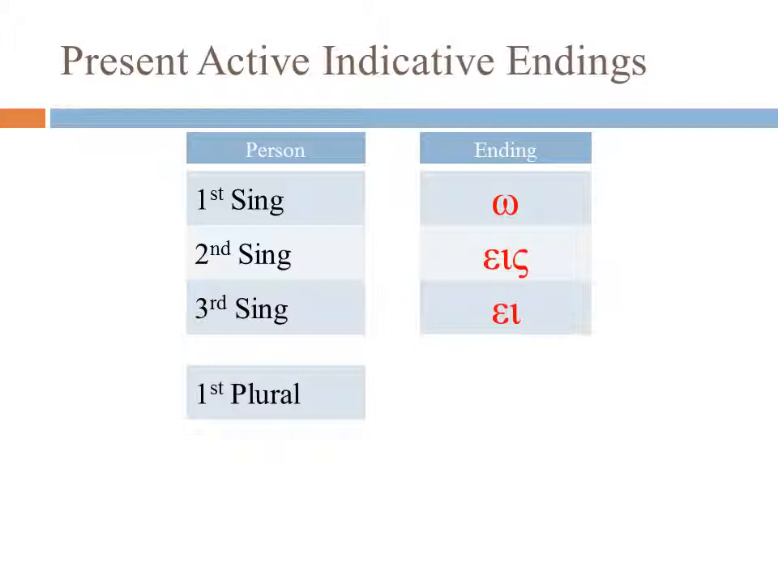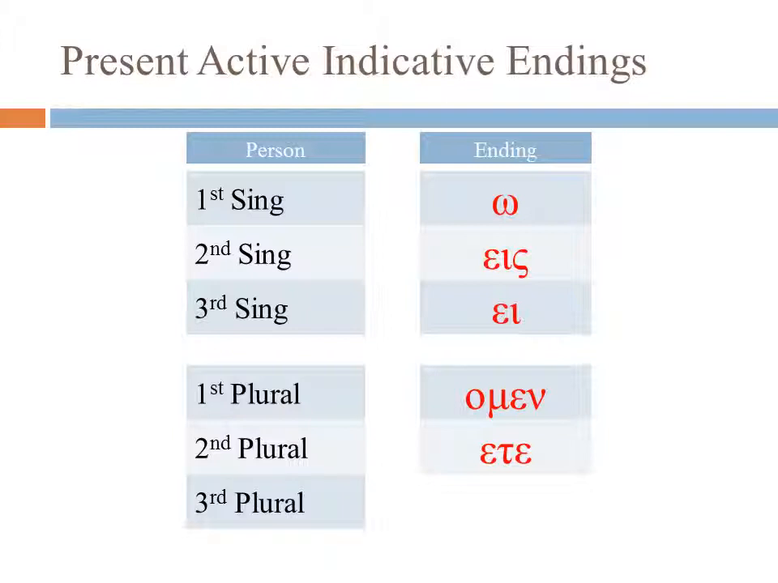First plural, which is we, is omen, and we have the connecting vowel as part of our ending here. All the way through we have that. The second plural is you or y'all, plural, and that is ete. Third plural is they, and that is ousi, and you'll see at the end of it is a movable nu.